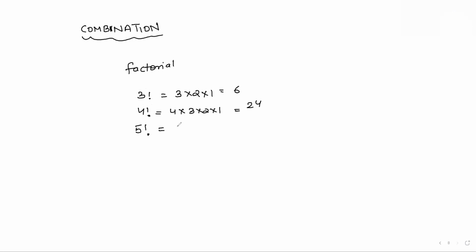5 into 4 into 3 into 1. Oh, very good. 5 into 4 into 3 into 2 into 1. So this is equal to 120.